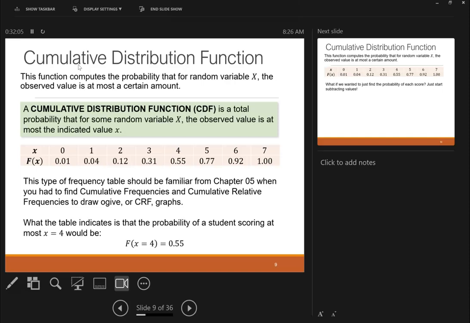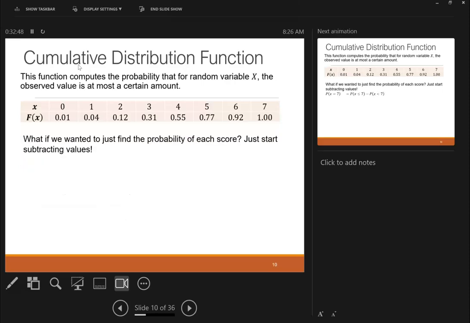So if I take my CDF, which is my function f, and f of x equals 4 says it's 0.55, that would mean the same thing as the probability that x is less than or equal to 4 is 0.55, right? So we're just using f as our cumulative function, which is the same thing as stating it as a less than or equal to probability.